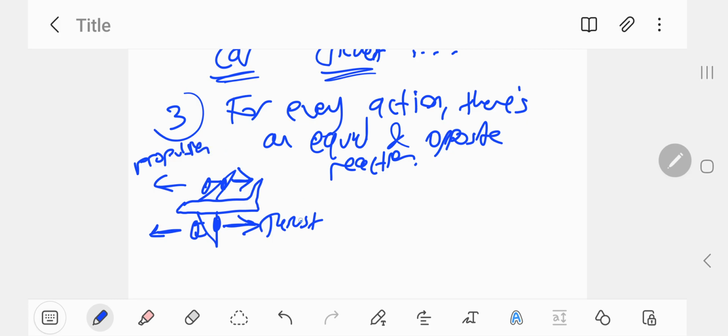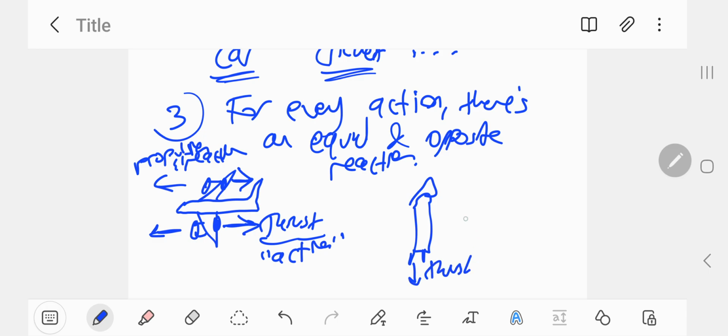Okay. The action is thrust. Reaction is the propulsion. Okay, same thing with a rocket launch, rocket taking off. Okay, thrust, propulsion.